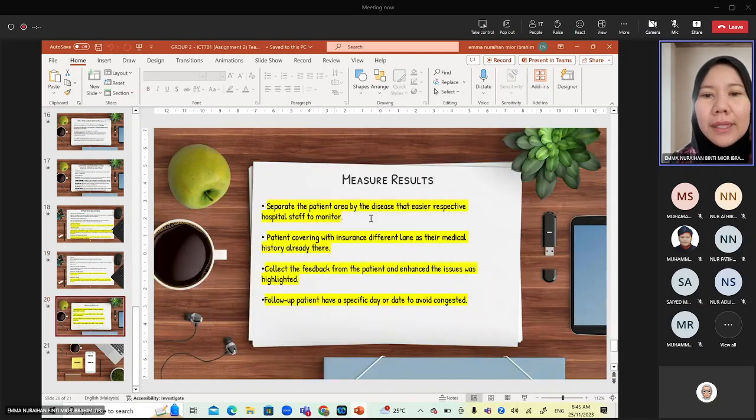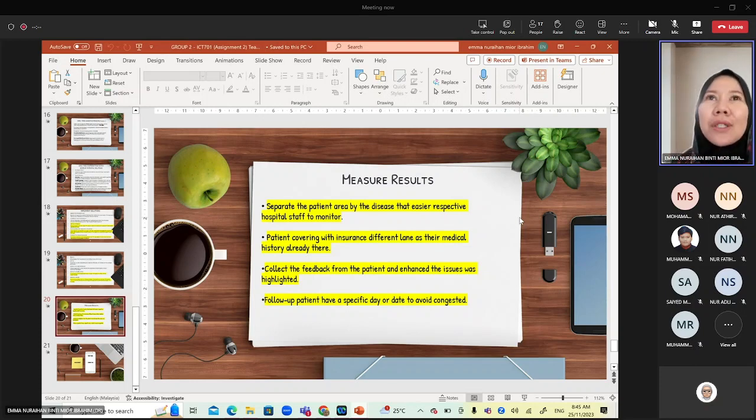Okay. Measure results, all right. Separate the patient area by the disease. I think it is by the disease or by severity. What do you think? Disease ni penyakit. Penyakit ke atau sakit? Ah, kan? The choice of words tu, yeah.